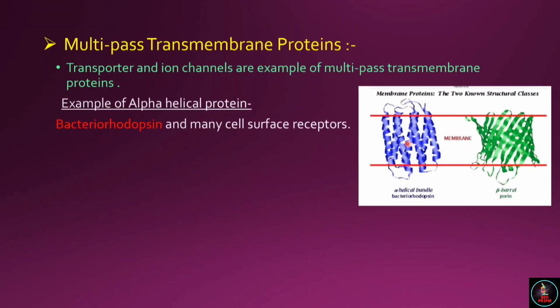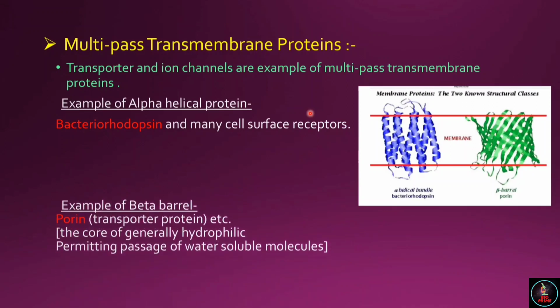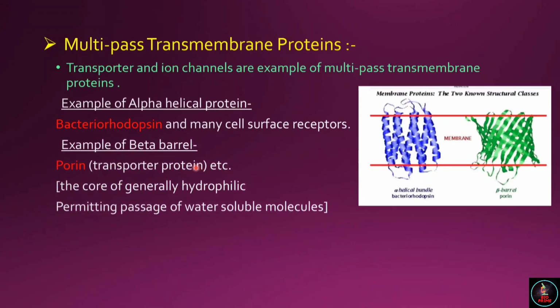And the example of the alpha helical protein is bacteriorhodopsin and many cell surface receptors. That is the example of the alpha helical proteins. And the beta barrel: no beta sheets are present flat in the plasma membrane, they occur in barrel form, wrapping the sheet around into a barrel shape, and the side chains on the outside of the barrel are hydrophobic. The example of a beta barrel is the porin.